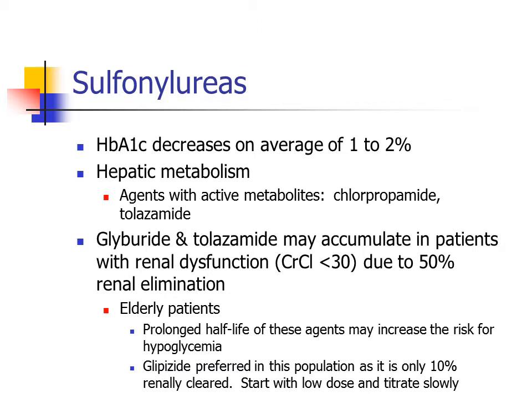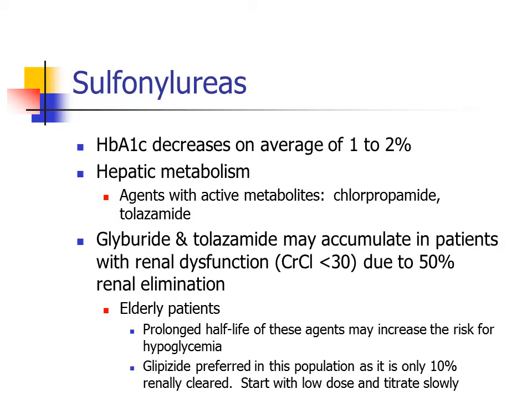For patients on sulfonylureas, a general hemoglobin A1C decrease is about 1 to 2%. Now I'm going to be referring to HbA1c decreases for each of the classes throughout this lecture, and realize that this is really average data. You may see patients who don't respond to these agents at all, and you may see patients that have a greater improvement, but as I talk numbers and decreases in HbA1c and fasting plasma glucose, please keep in mind that these are all just averages. Of note, the sulfonylureas are hepatically metabolized, and some of the agents do have active metabolites, including chlorpropamide and tolazamide.